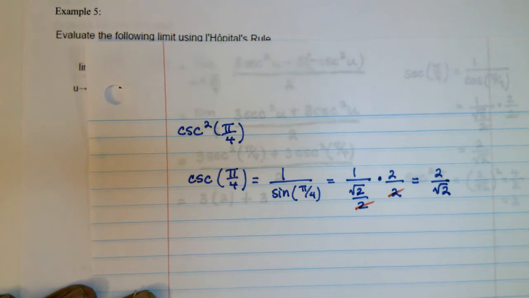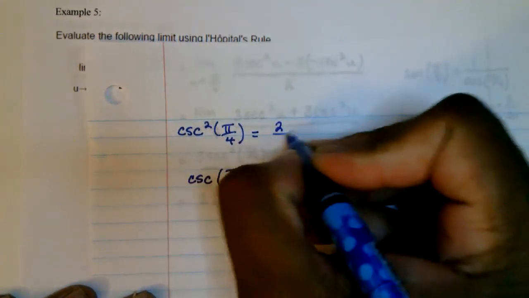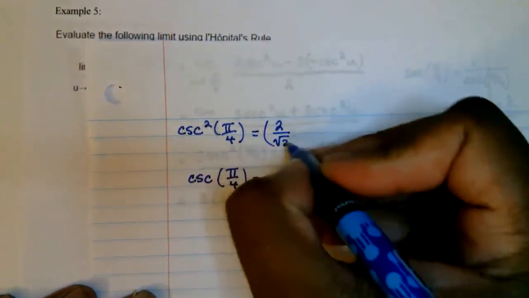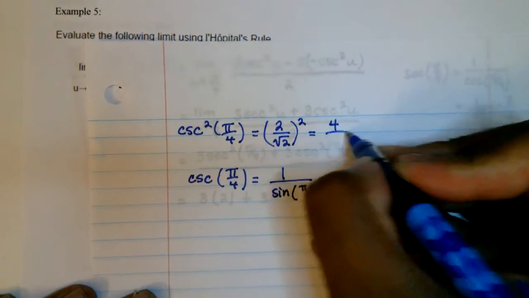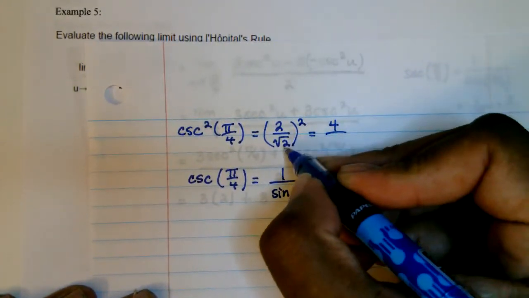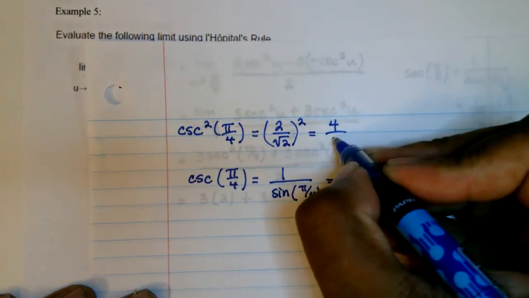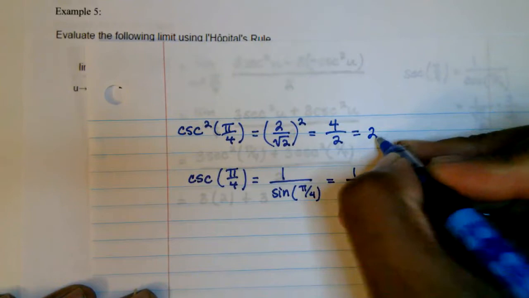And then to find the cosecant squared of pi over 4, I'll take that 2 over the square root of 2 and square it. So that means the numerator will be 4 over the square root of 2 squared. Well, the square root of 2 squared will just be 2. It wipes out the radical. So 4 divided by 2 will be 2.